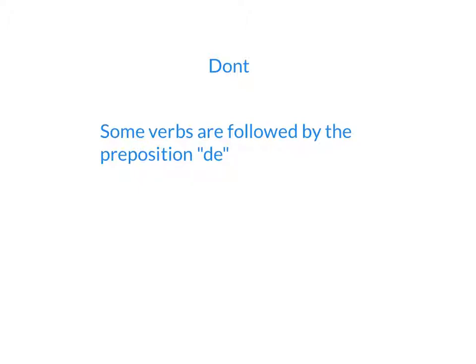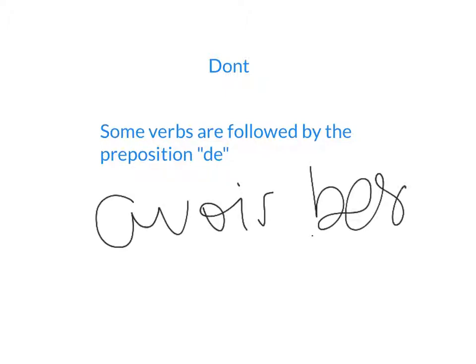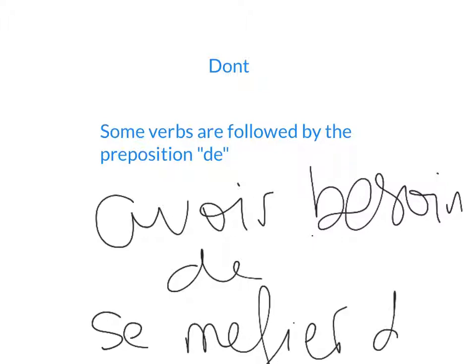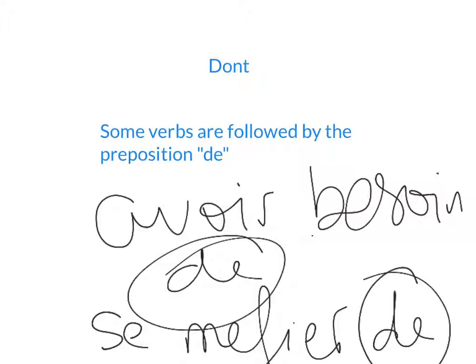Our third relative pronoun is dont. Now, before we move on to dont, you've got to accept that some verbs are followed by the preposition de. So among those verbs, you will have things like avoir besoin de. You also have se méfier de. You would also have parler de. Okay, so all those verbs are followed by the preposition de.